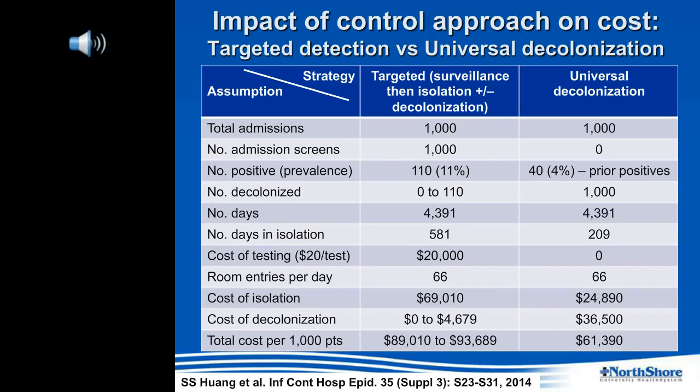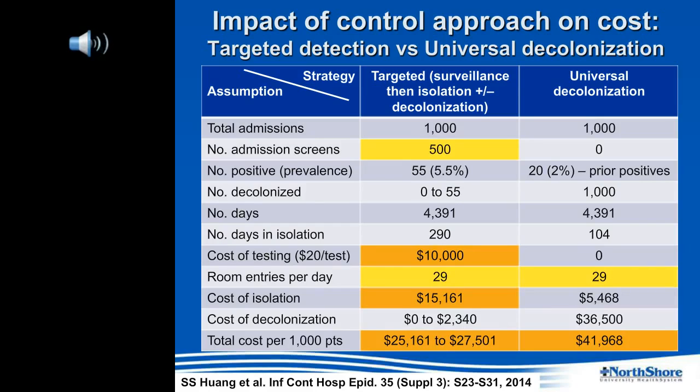on the right. And they included data on the prevalence, the number decolonized, number of days in isolation, cost of testing, room entries per day. That's important because that is what will generate your overall isolation costs, and cost of isolation. You can see that in the model here, the cost of targeted testing, active surveillance testing, and then targeted surveillance or targeted decolonization or isolation was more expensive than universal decolonization.